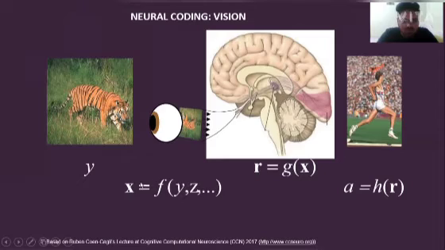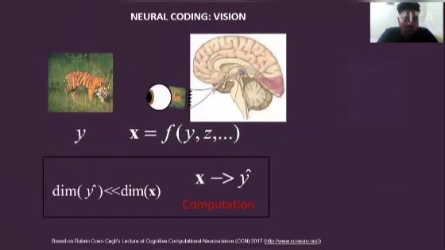So X is the state of the external world, and R is the neurons fired inside our brain, and A is the associated action which depends upon the neurons fired. So here comes the computation part. This is the main computational thing which happens inside our brain.